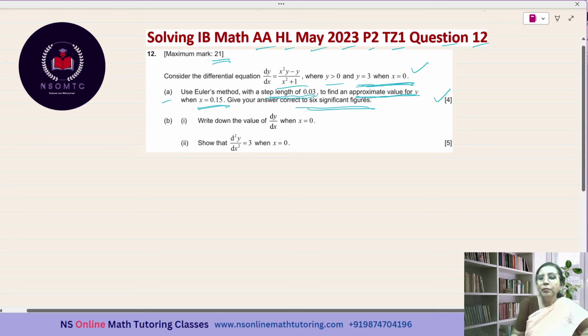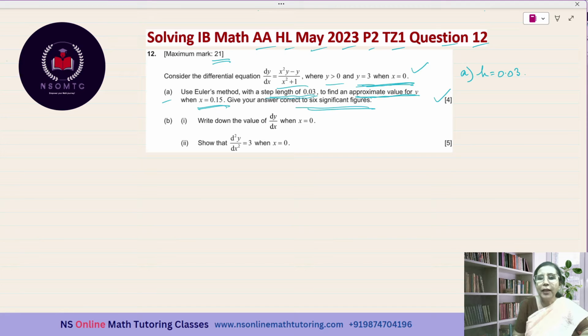Okay. So the step length is h. h is equal to 0.03. Okay, and we are having the two equations for Euler's method. It is there in the formula booklet, you can check.